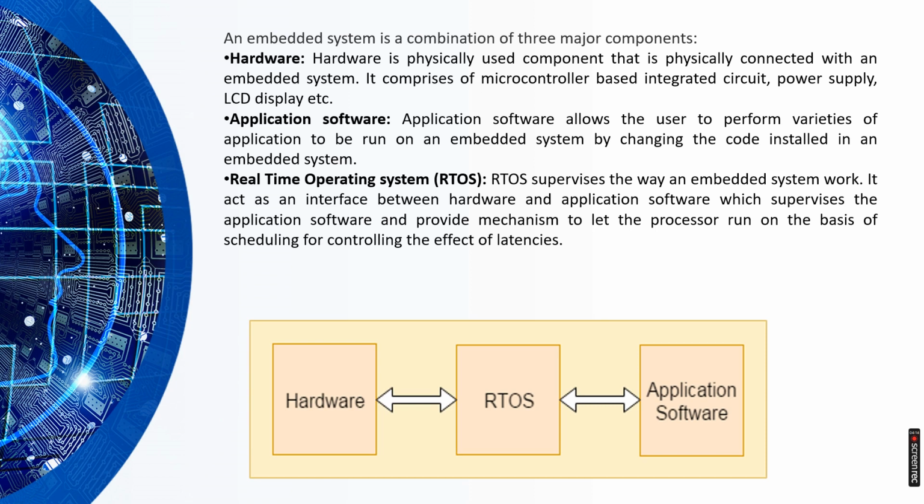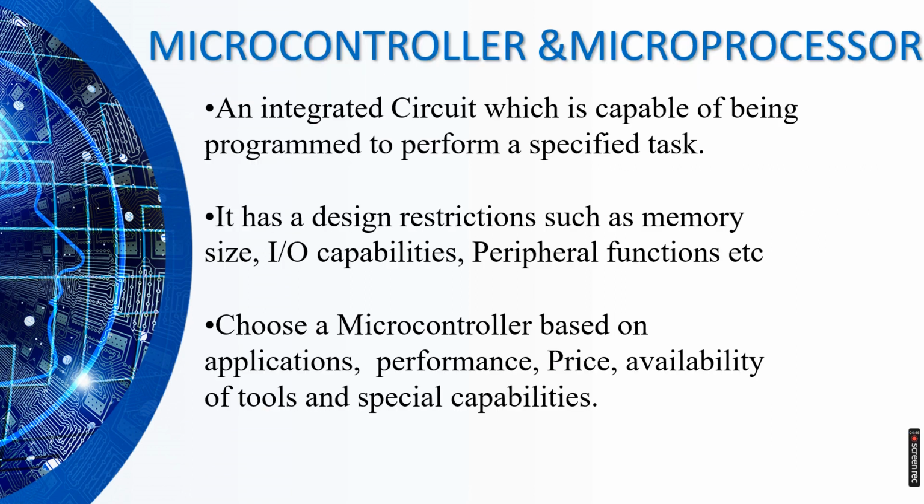Now, to interface these two, we use what is known as an RTOS, real-time operating system. It supervises the way an embedded system works. It acts as an interface between hardware and application software, supervises the application software, and provides a mechanism to let the processor run on the basis of scheduling for controlling the effect of latencies. In this figure, we can see that the RTOS is in the middle of hardware and application software, and it is used as an interface between them.